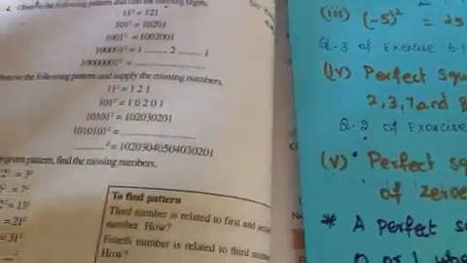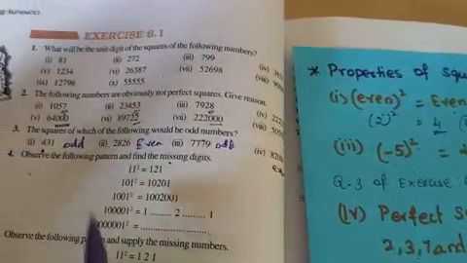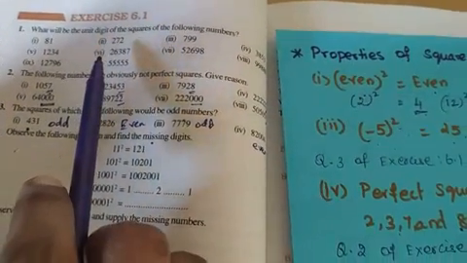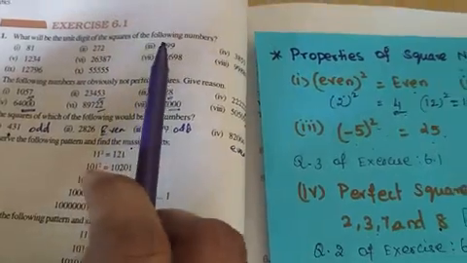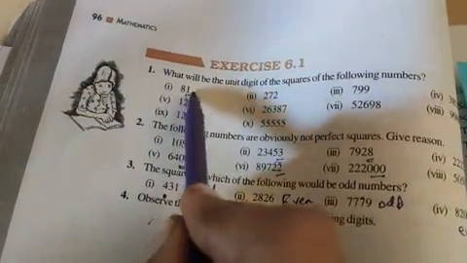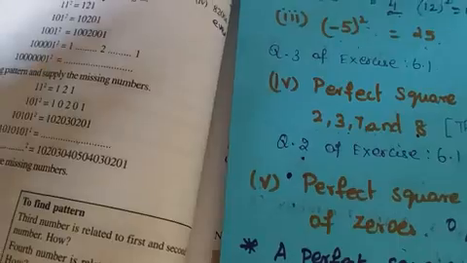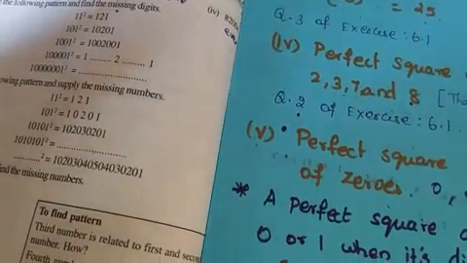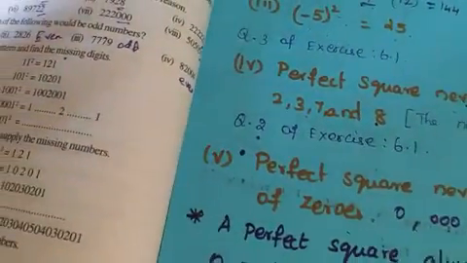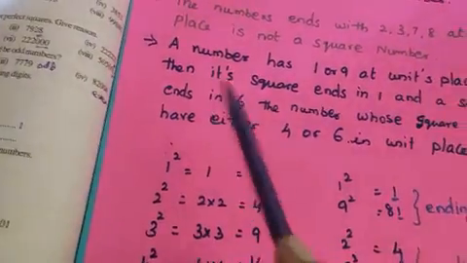Now you can ask how we solve question number 1. So what will be the unit digit of the square numbers? Squares of the following numbers. Unit digit means what? This number, right? What will be the square of these numbers? That we are going to see now. So here you see, in that number they ask for the unit digit.